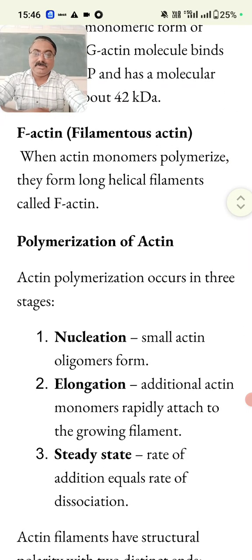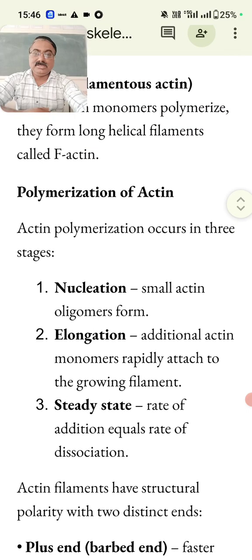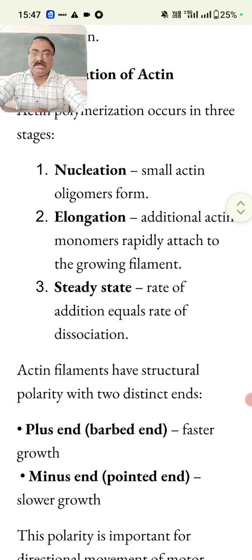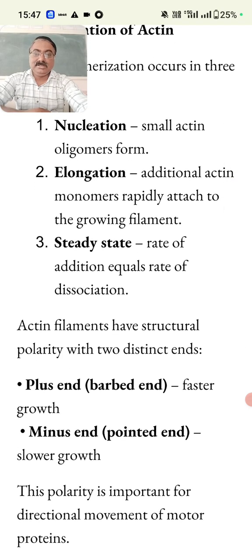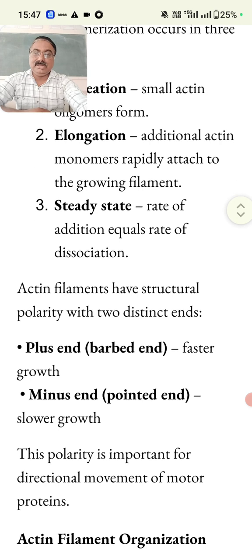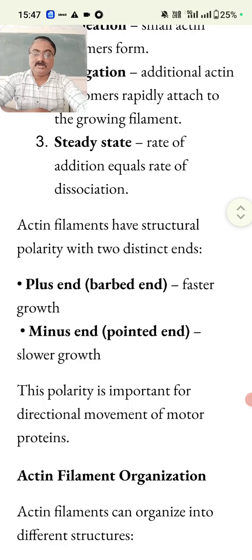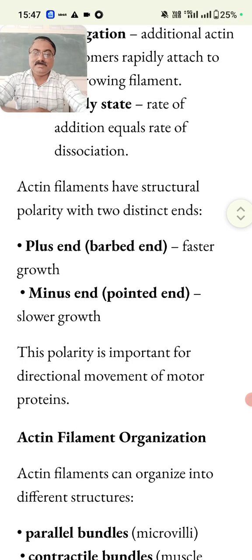Polymerization of actin filaments. Actin polymerization occurs in three stages: nucleation, where small actin oligomers are formed; elongation, where additional actin monomers rapidly attach to the growing filaments; and the third step, steady state. The rate of addition equals the rate of dissociation of actin monomers. Actin filaments have structural polarity with two distinct ends: the plus end, where the faster growth takes place, and the minus end, where the slow growth takes place. This polarity is important for directional movement of motor proteins.